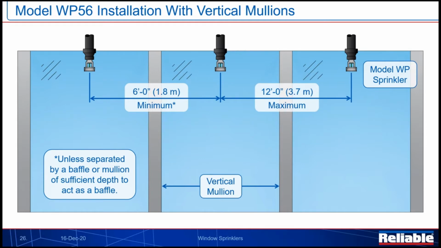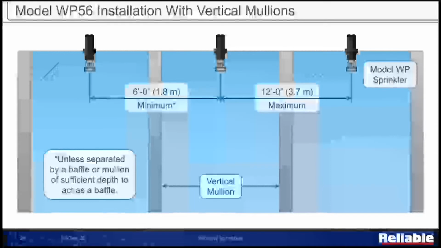If we look at this spacing in between sprinklers, the maximum can go all the way up to 12 foot. This is a significant increase in spacing for this type of product from what's been available in the past. It may be hard to get glazing panels with vertical mullions that are that far apart, but if they are, then there is significant benefit to having these sprinklers able to space all the way out to 12 foot.